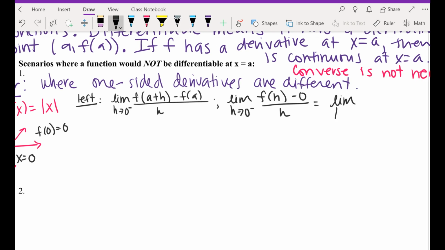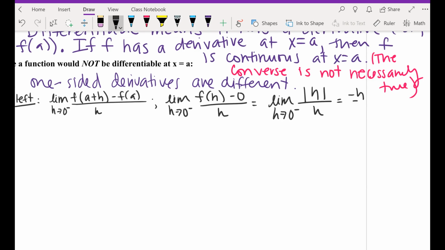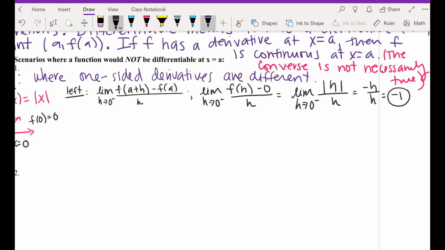What's f of h? Absolute value of h, all over h. How do I simplify this? It is a piecewise. How do I know which piece to pick? Pick the negative piece. So would you agree that I have to pick a negative h? So negative h over h gives a slope of negative 1. Does it match up with what we already know? That's true.